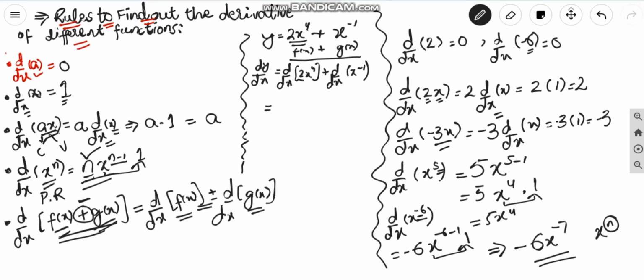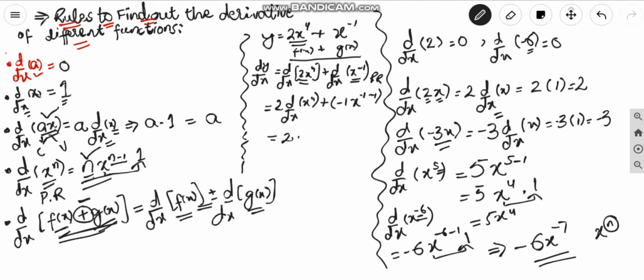The first function is like the function ax, where 2 is a constant and x power 4 is a function. So place the constant at the start and take the derivative of x power 4. This function can be solved by using the power rule. What is the power rule? Place the power at the start and reduce the power by 1.